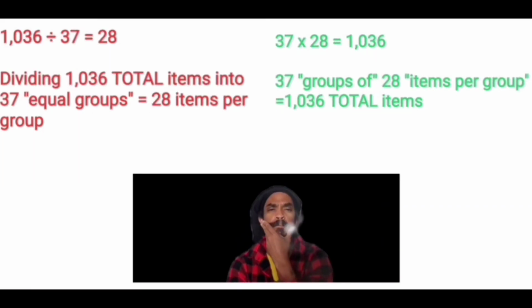For example, 37 times 28 equals 1036. That's equivalent to saying 37 groups of 28 items per group equals 1036 total items. Now, division-wise, 1036 divided by 37 equals 28, which is the same thing as saying dividing 1036 total items into 37 equal groups equals 28 items per group.